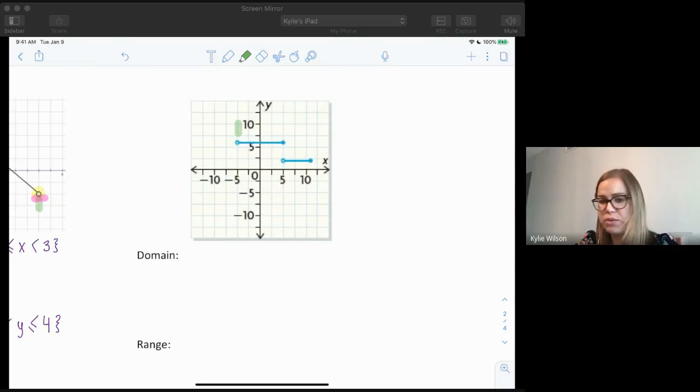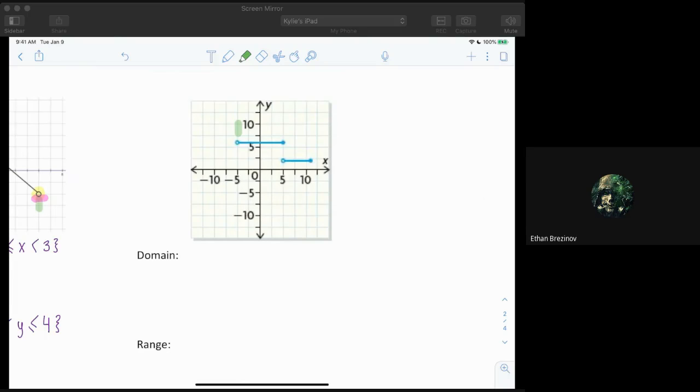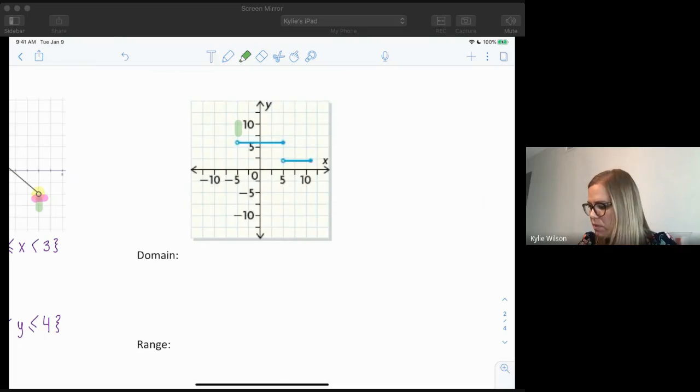I'm just going to stop for 1 second and just answer Ethan's question really quick. You can unmute or type in the chat. Can you explain again how the dots affect the domain and range? Sure. We're going to have to explain it for this one, so it actually fits in really well.